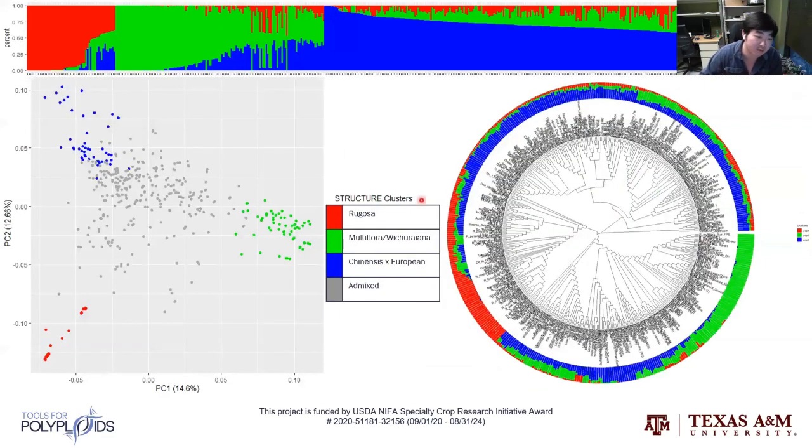Here's just another view. We plotted this against the phylogenetic tree, and then we got our groups. We have the multiflora group, the chinensis European group, and the rugosa group here, and a lot of admixture.